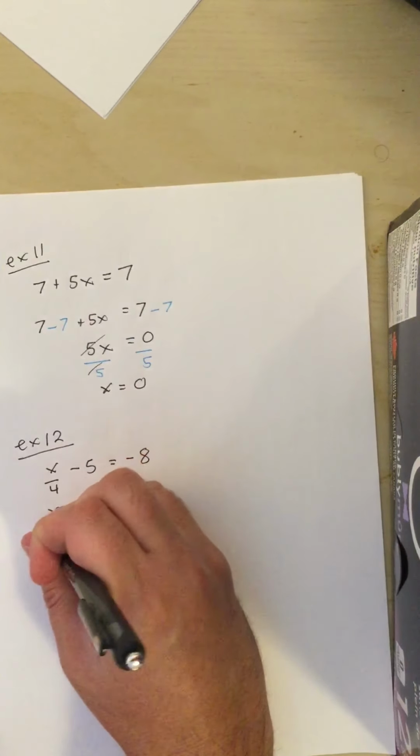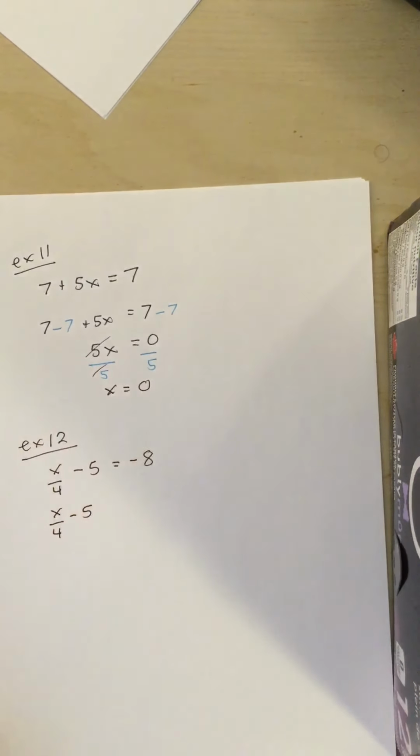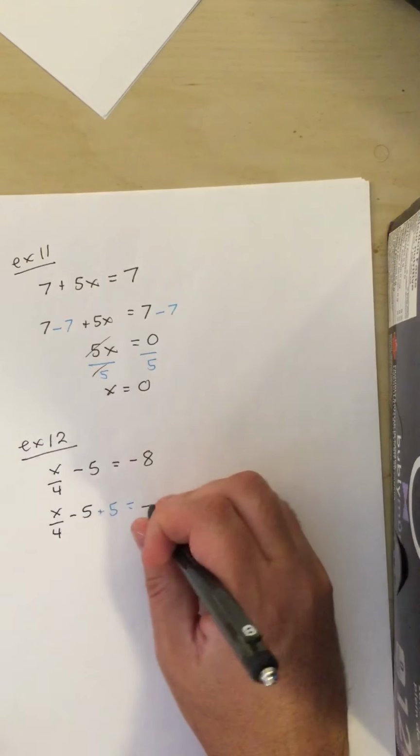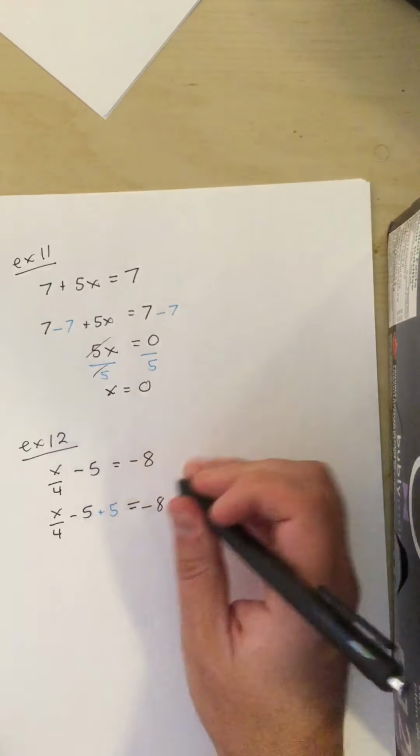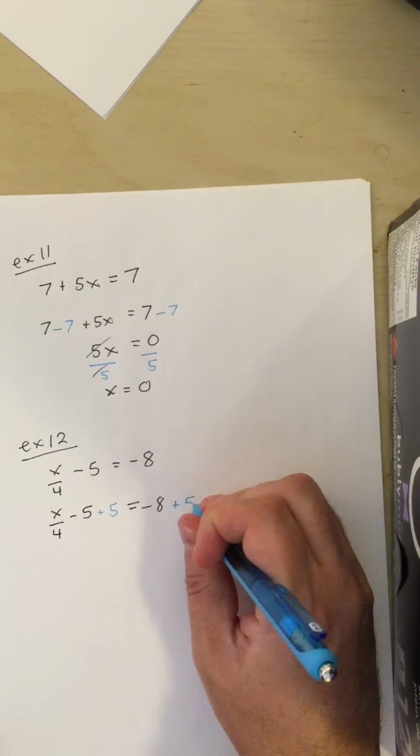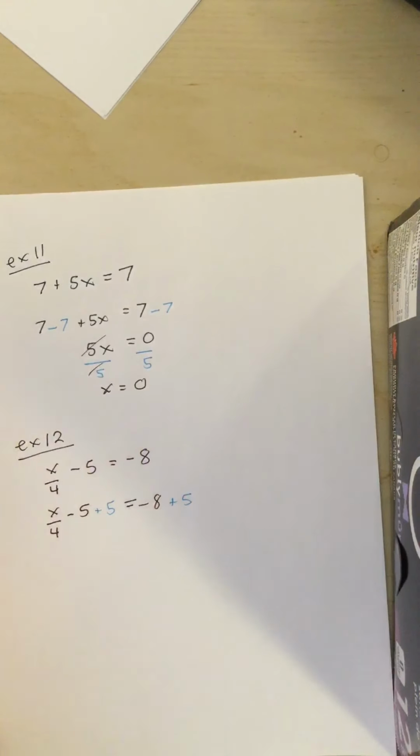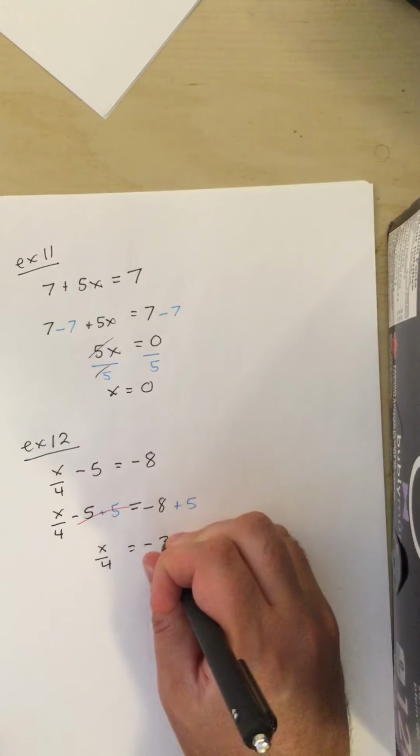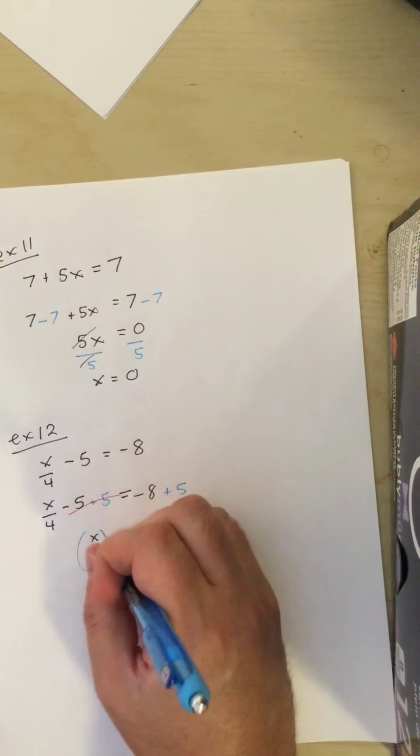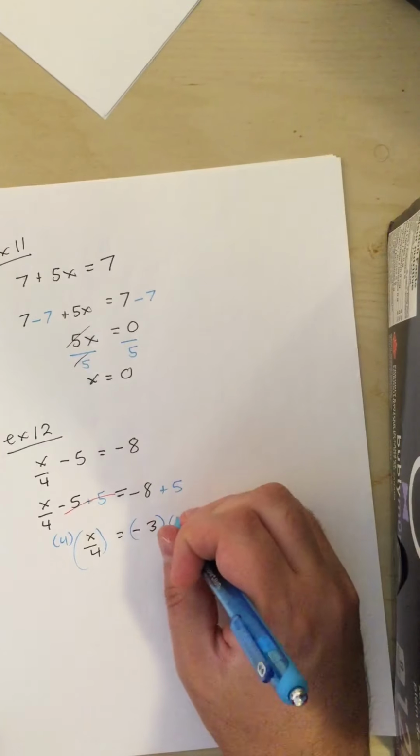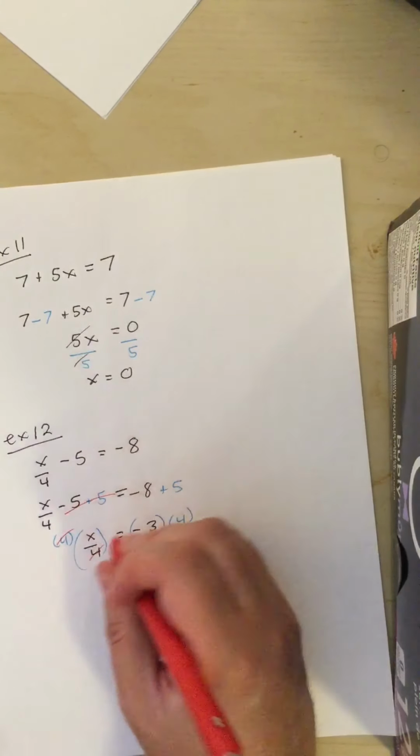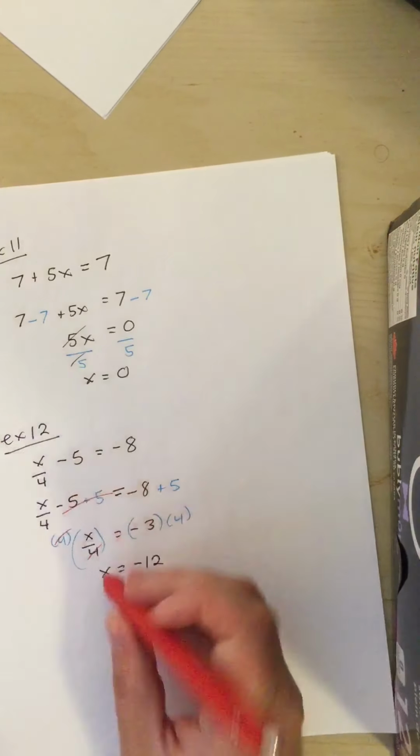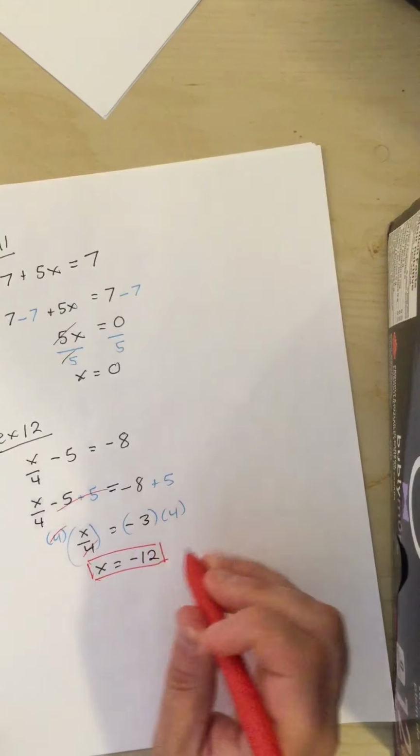So we're going to have x over 4 minus 5. We're going to add 5 to both sides, which is minus 8. I don't know why I put that in blue. Minus 8 plus 5 goes away. x over 4 equals minus 8 plus 5, which turns out to be minus 3. We're going to multiply this side by 4 and this side by 4, and we get x equals negative 12. And that's it for that.